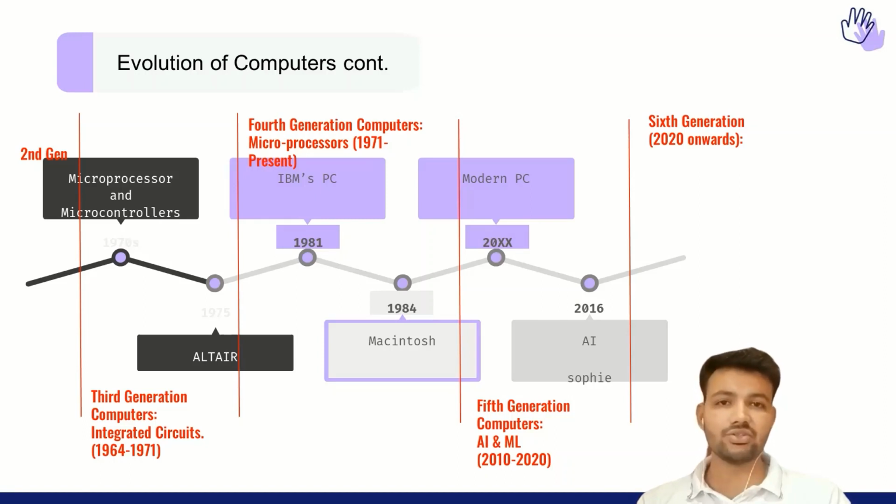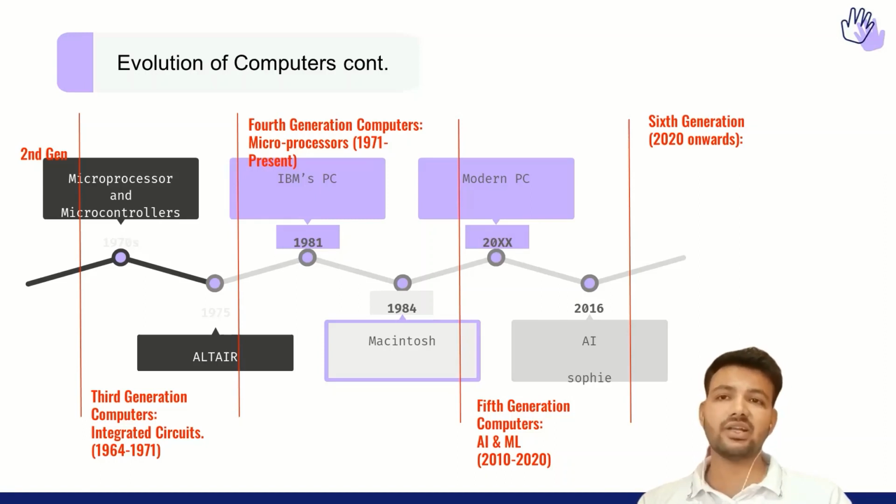Then Macintosh, we are very well aware of the Apple industry, and Macintosh was developed in 1984, which also marks the first modern PC introduced. And then fifth generation, which consists of topics like artificial intelligence and machine learning algorithms. They are considered as the modern PC. And AI का example ले तो Sophie is a very wonderful example of AI.